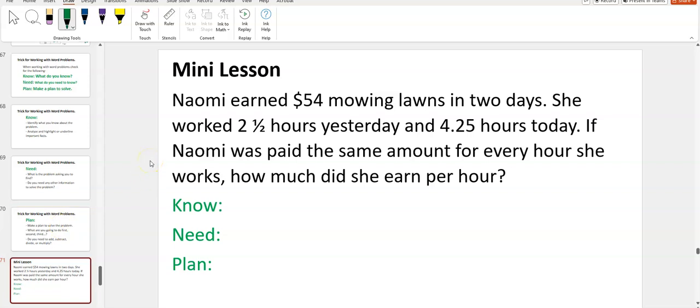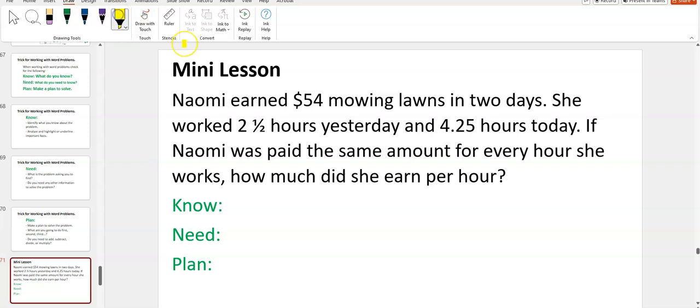All right, here's what we're going to start with. Naomi earned $54 mowing lawns in 2 days. She worked 2.5 hours yesterday and 4.25 hours today. If Naomi was paid the same amount for every hour she works, how much did she earn per hour?